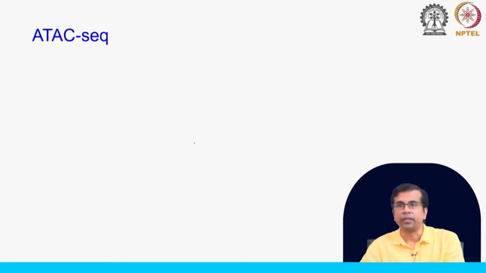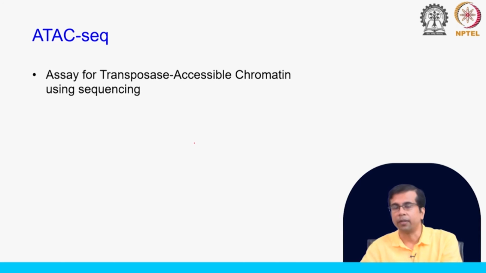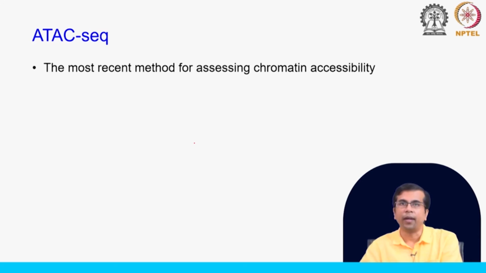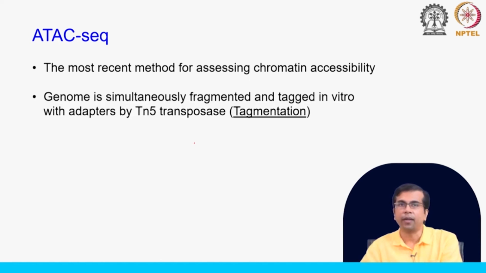Coming to the final method, which is ATAC-seq. This is the most recent method for assessing accessibility. The full form is assay for transposase accessible chromatin using sequencing. Here are two papers that describe this method, and one of the key steps in ATAC-seq is to fragment and tag the genome simultaneously by using an enzyme called Tn5 transposase.